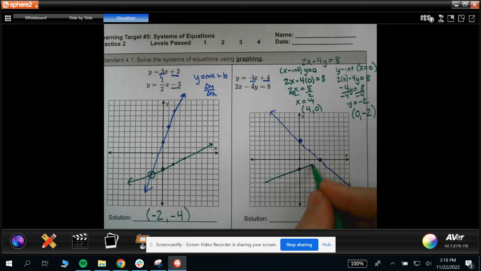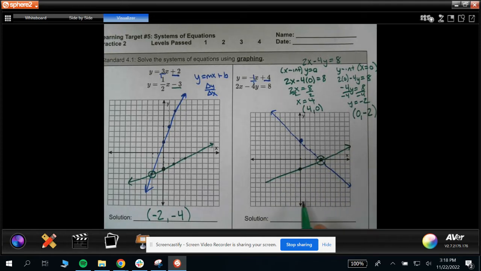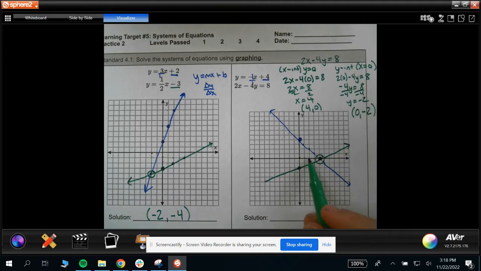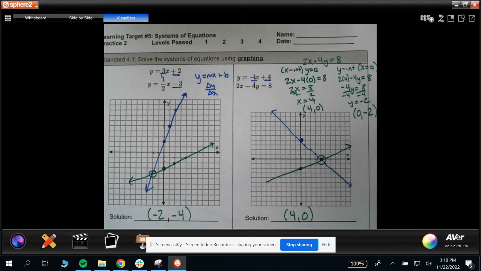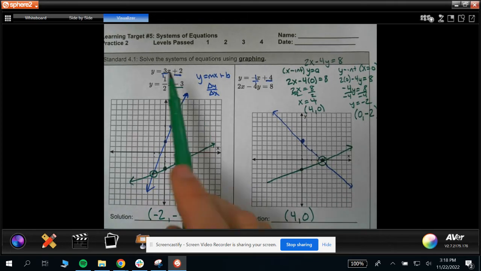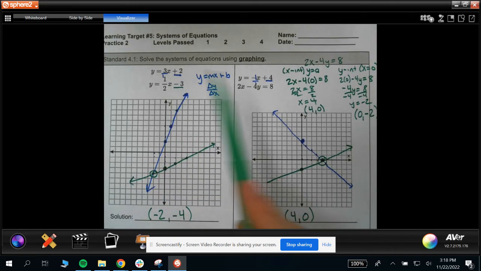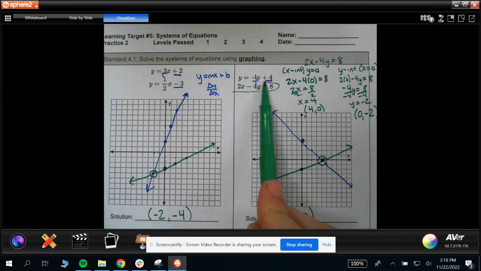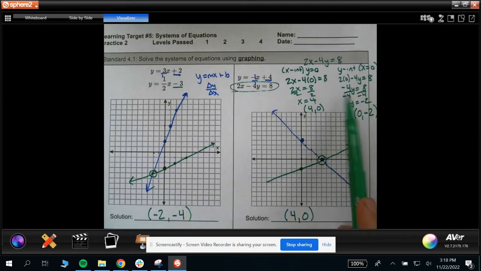Connect the dots. Where's my solution? Where the lines intersect. 1, 2, 3, 4. My solution is at 4, 0. So remember, y-intercept and slope. For standard form like this one, find the intercepts.